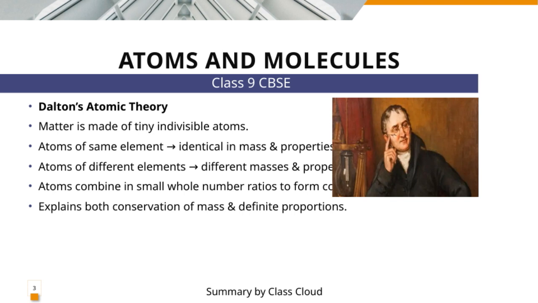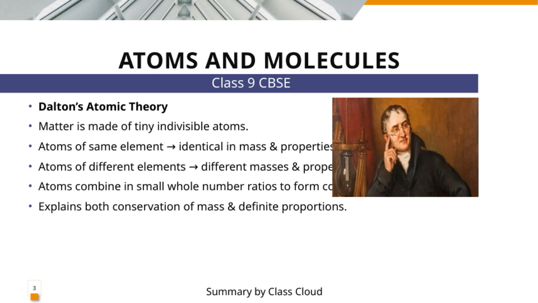On the other hand, atoms of different elements have different masses and properties, which is why, for example, hydrogen and oxygen are so different from each other. Dalton also explained that atoms combine in small whole number ratios to form compounds. This is a key concept because it helps us understand how different substances are formed.